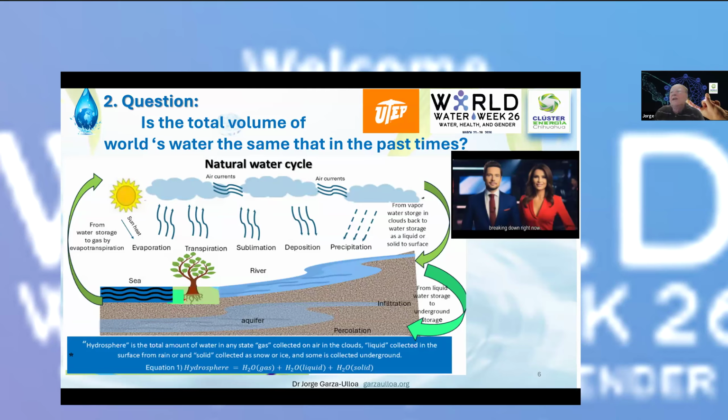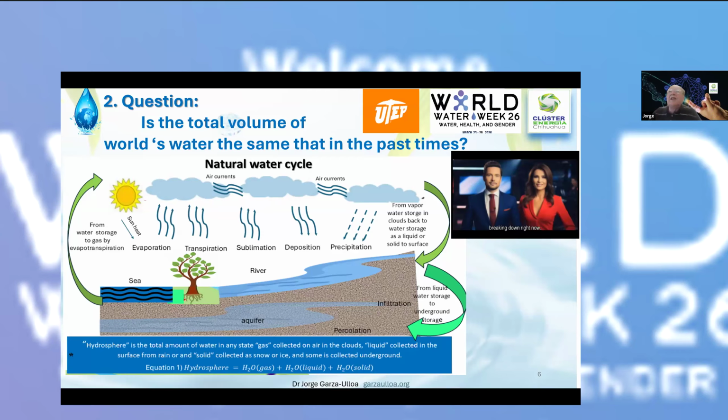This is very important today. The natural water cycle is when the water is always moving between liquid, gas, and solid when we have ice. That means our sun is causing evaporation. Our plants are developing transpiration.